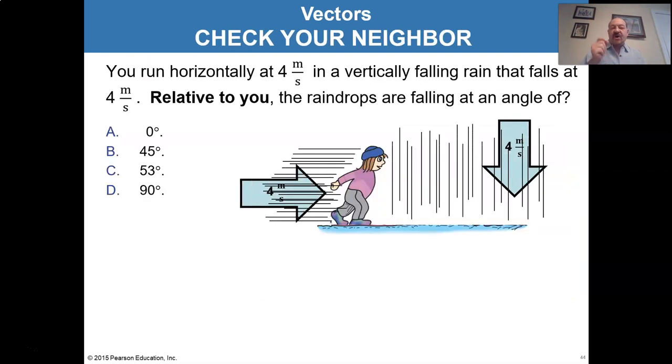Here's another example you saw before without the diagram. So maybe the diagram will help you a little bit. You run horizontally 4 meters per second into a vertically falling rain that's also falling at 4 meters per second. Of course, that's perpendicular. Relative to you, in other words, you don't see yourself running. You just see the drops coming at you. The raindrops are falling at an angle of 0, 45, 53, or 90 degrees.